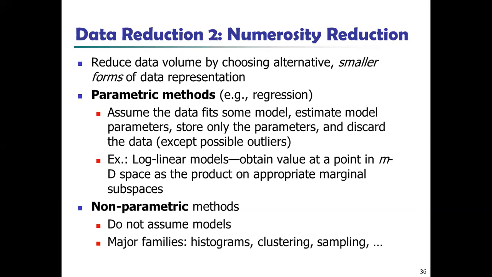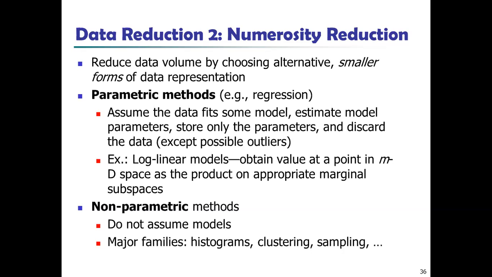Now you have to discuss another method, numerosity reduction. Generally, in data reduction you have three methods: dimensionality reduction, numerosity reduction, and data compression. Clear? The first one, dimensionality reduction, is complete. Now we have to discuss numerosity reduction. In numerosity reduction, we reduce the data volume by choosing alternative, smaller forms of data representation.